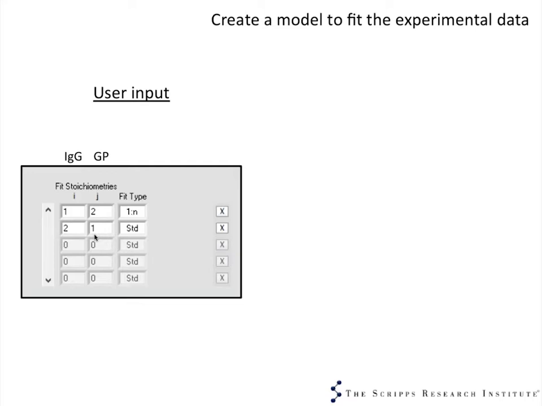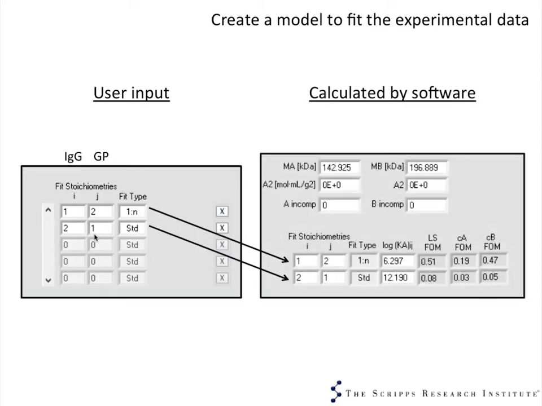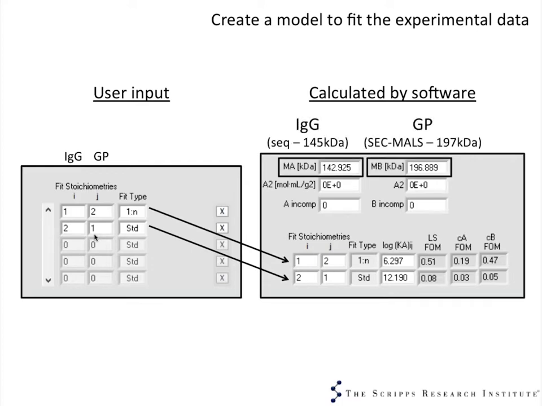Now once we've input these model parameters, the software then calculates the association constant for each component, which then can be used to calculate the KDs. Now importantly, the molar mass of each component is also calculated and is shown here. And these values should match very well with the expected values for each, which is about 145 kilodaltons for the IgG, which we derived from the sequence of the antibody, and about 197 kilodaltons for the GP, which is what we obtained from SEC-MALS.